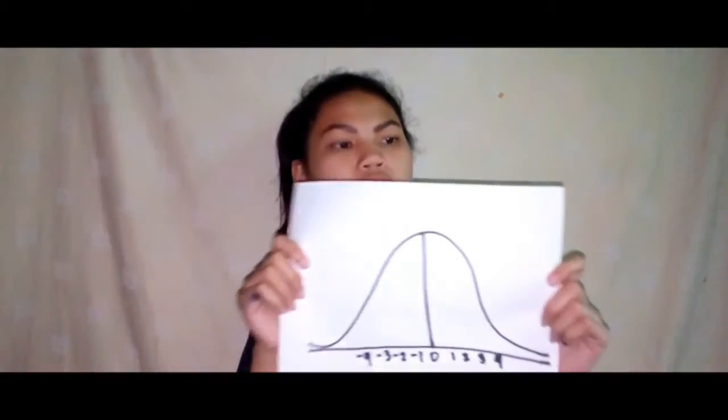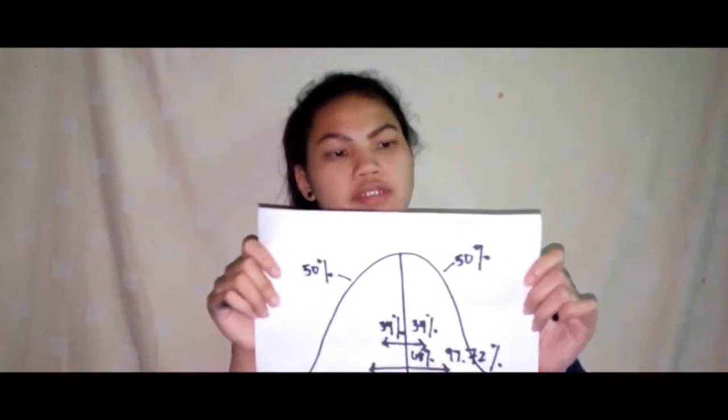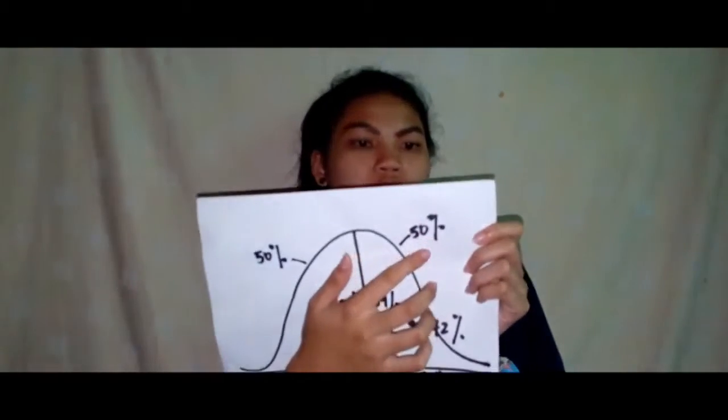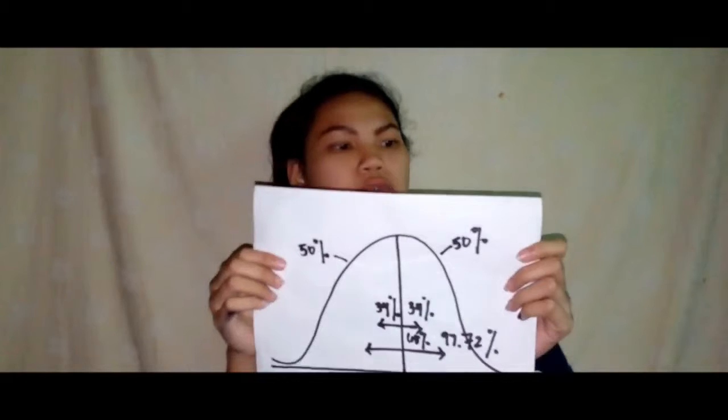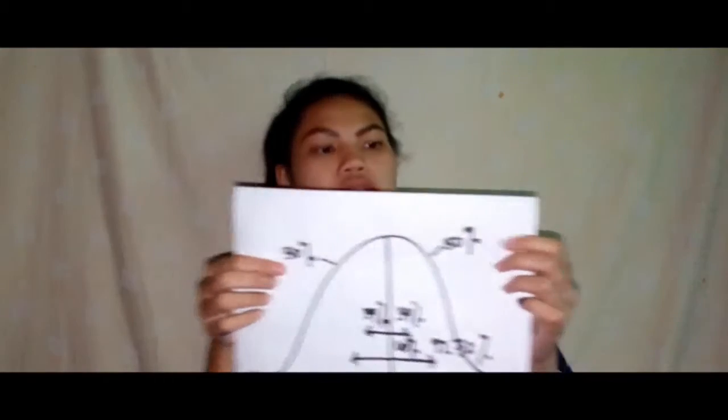So here's another bell curve with the standard deviation. In this is the mean. Next, this bell curve represents 100% of all scores. So this is 50%, that's the right side of the mean, and the probability of the left side is also 50%.